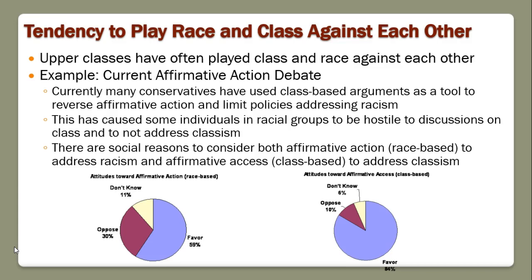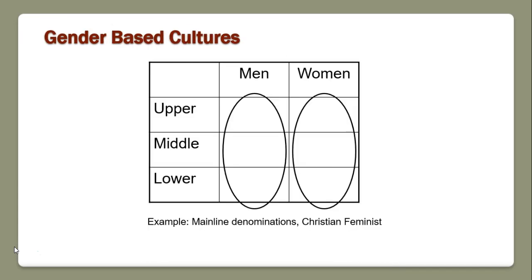And the same thing's been done vice versa, where there's a good number of countries that have something called affirmative access, which is class-based policies to address historical injustices. But what's interesting is in the U.S., the majority of people are both favorable towards affirmative action and affirmative access, especially if you combine the two together. So that's one of the tendencies. Now, the other is this gender-based culture. So as I mentioned, mainline denominations, Christian feminists will tend to just look at gender as the one dimension.